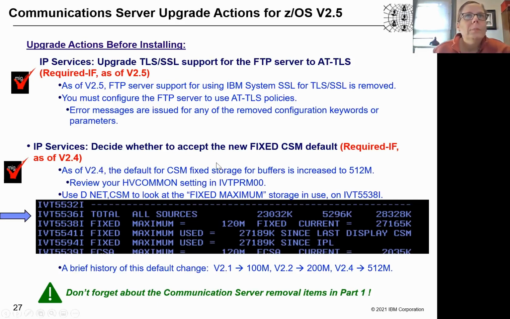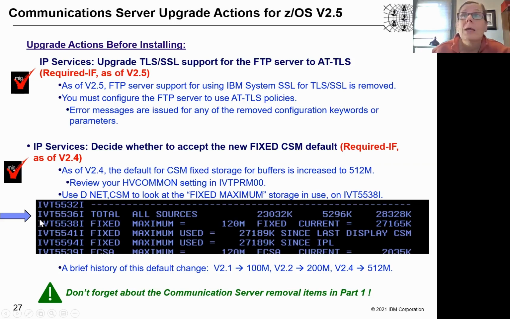This one right here, the IP services, we keep upping the default for fixed CSM, and you can see a brief history of how this has gone up and up and up over time. As of 2.4, the default is 512 meg. It might be that you even have more yourself that you need here. So if you want to see how much you're using, do a D NET,CSM, you get a whole bunch of responses.